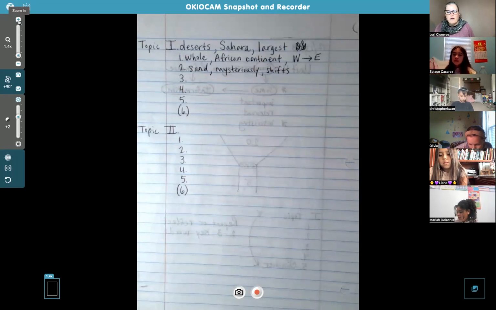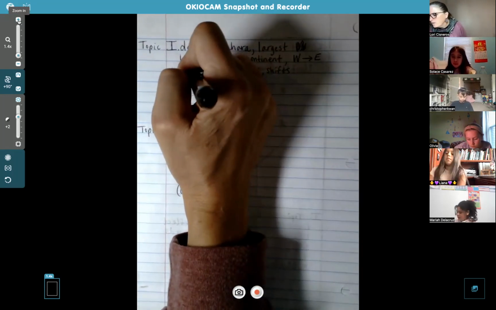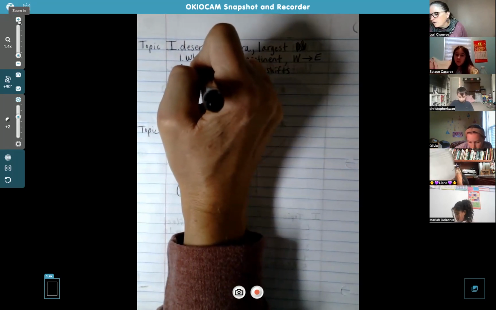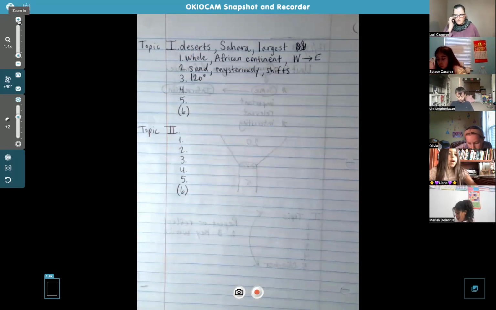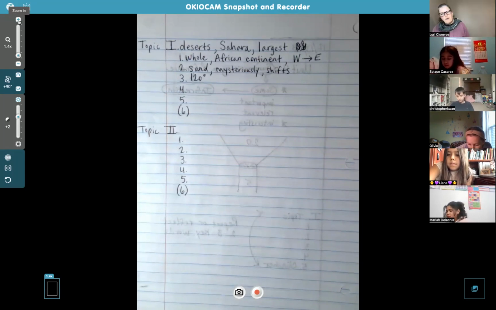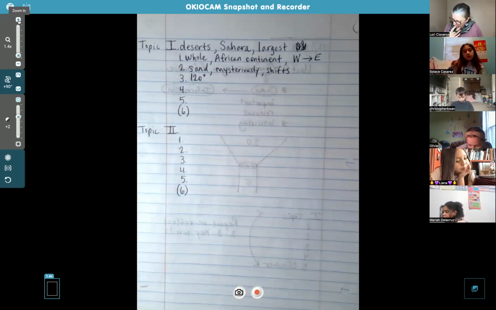So what do you think? Should we put that for number 3? Yeah. 120. And then the symbol for degrees is a little tiny o. Yeah. 120 degrees. And then I don't know if we need the word Fahrenheit because that's really what we measure. Yeah. Temperature. What else could we say about the climate?